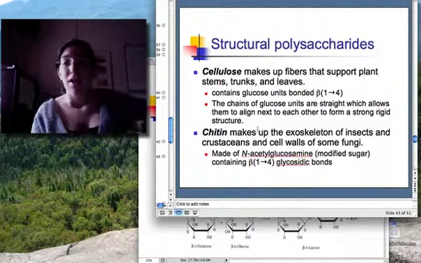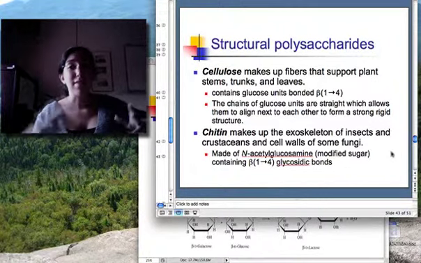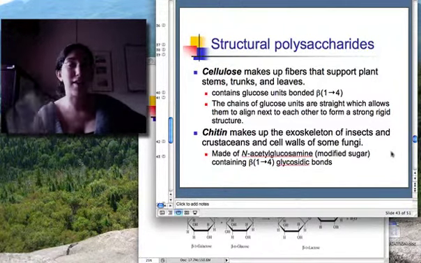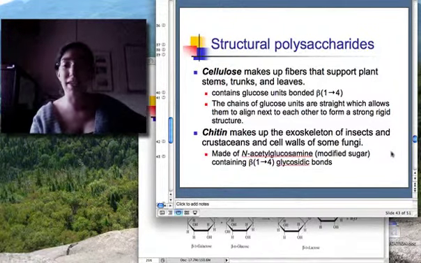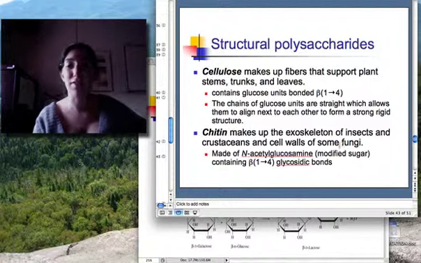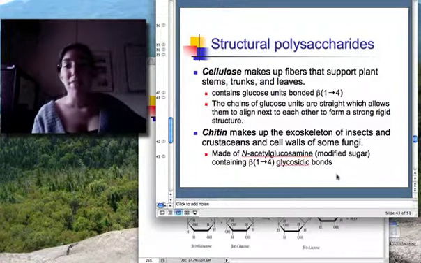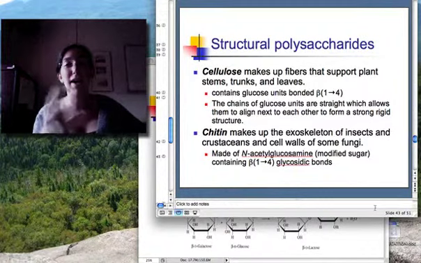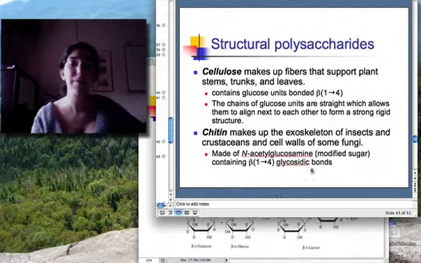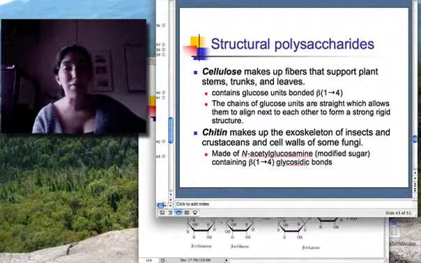Another structural polysaccharide is chitin, and chitin makes up the exoskeleton of a lot of insects, that hard shell, that outer skeleton, I guess. And also it's in crustaceans like crabs and lobsters and crawfish and stuff like that. It's slightly different. It's not made up of glucose. It's made up of N-acetylglucosamine, which is like a modified glucose molecule. So a whole bunch of those N-acetylglucosamine monomers are linked together through beta-1,4 glycosidic bonds.